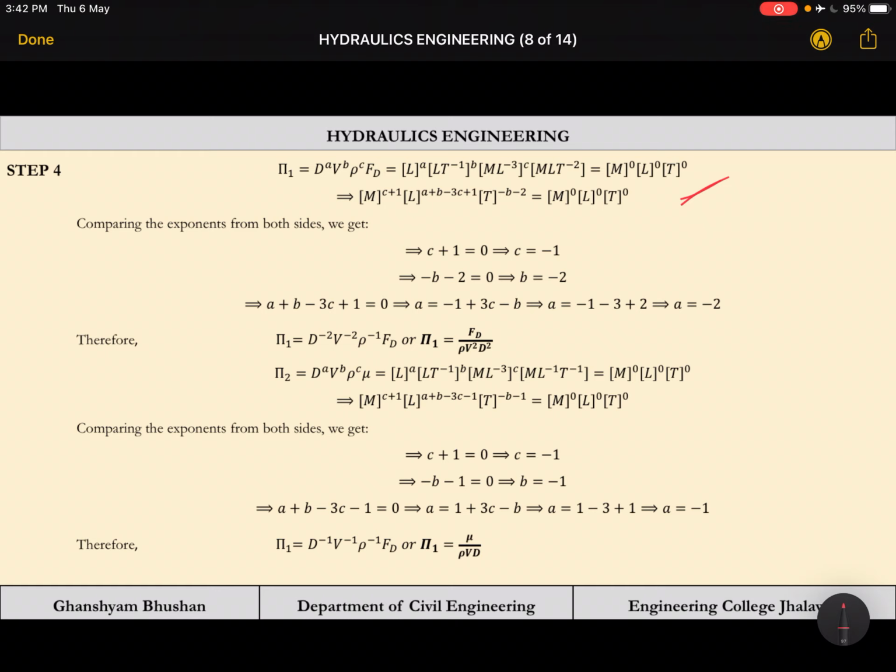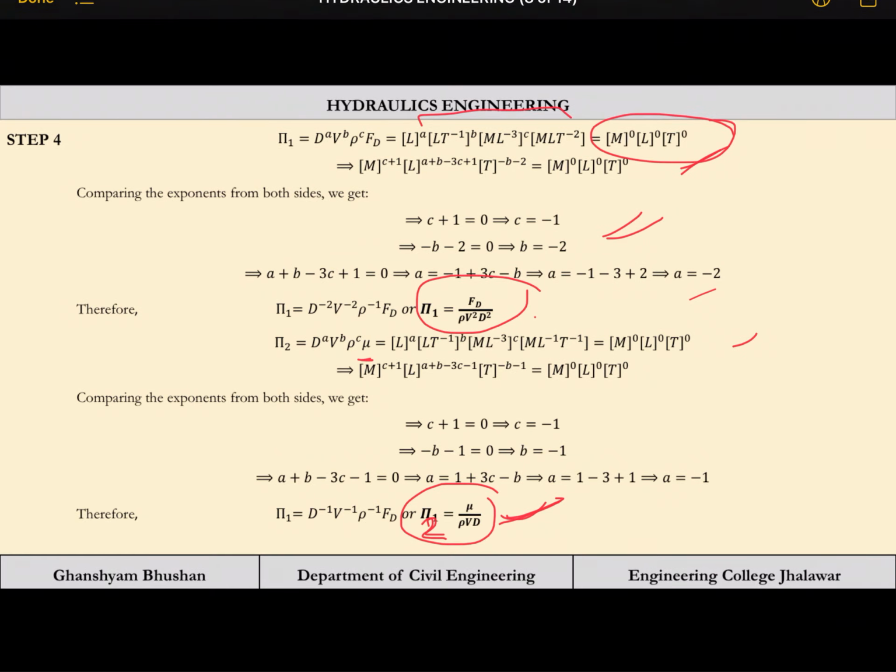So you can see it is 0 by dimensional homogeneity, and here also the exponents a, b, c will come like this, so that the group becomes dimensionless. After calculating all these values, you will get pi 1 as fd by rho v square d square. You can check that the dimensions of fd and rho v square d square are the same. Now for pi 2 we take mu as our second parameter. After calculation you will get pi 2, here it is pi 2 not pi 1, mu upon rho vd. In later terms you will know this number as the Reynolds number. So again we have got the same values as we calculated by Rayleigh's method.